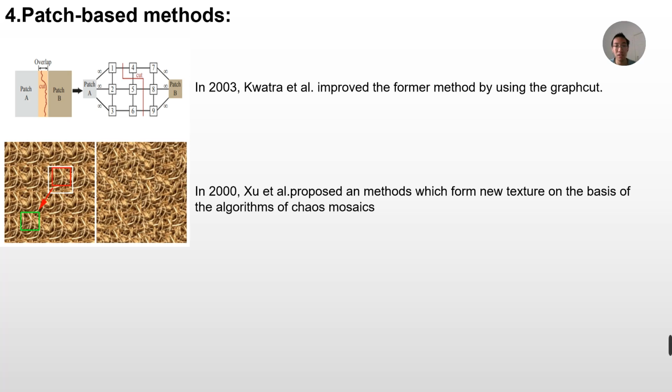And in 2000, Xu proposed a method which formed a new texture on the basis of the chaos mosaics algorithm. I think this algorithm is interesting, so I will introduce it briefly here. The key idea of chaos mosaics is to obtain the new coordinate of the patch recursively, and we paste the patch to the new coordinate to form a random visual effect.